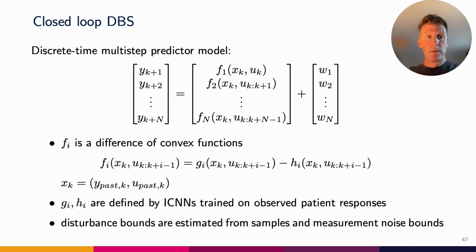For this application, we use a multi-step predictor model. So we use a different model for each prediction, a certain number of steps into the future. And for each of these models, we obtain a difference of convex function representation using a pair of input convex neural networks trained on observed patient responses. And we estimate disturbance bounds in our model using samples and estimates of measurement noise.